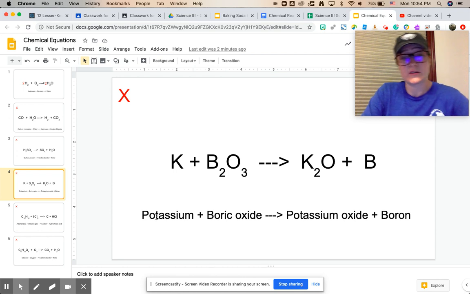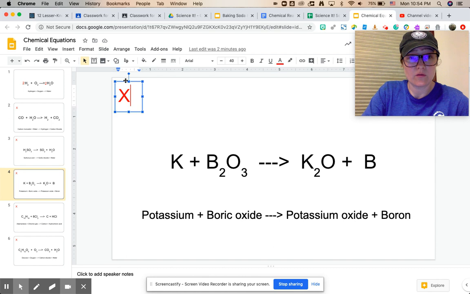All right, let's take a look at this one. Potassium plus boric oxide, B2O3, gives us potassium oxide plus boron. Right away I can see there are some issues here. Let's look at this potassium. I have 2 potassiums here, and I only have 1 potassium here. So right away I know I need to try to fix that.